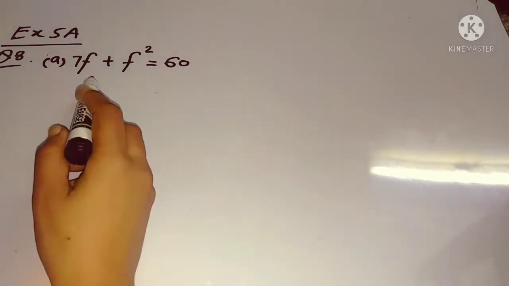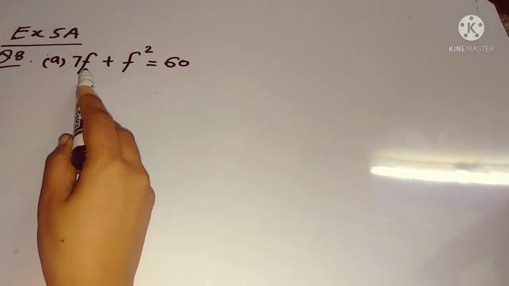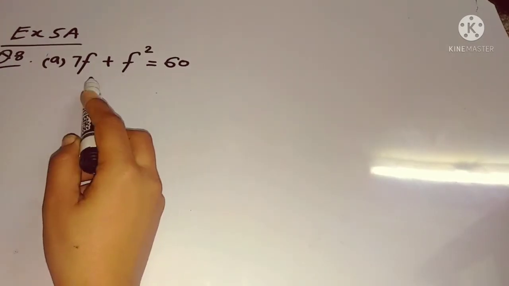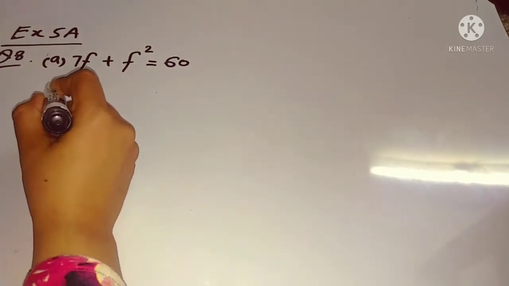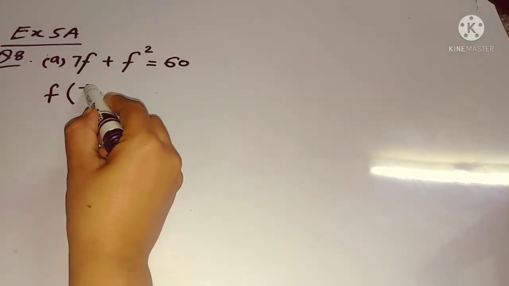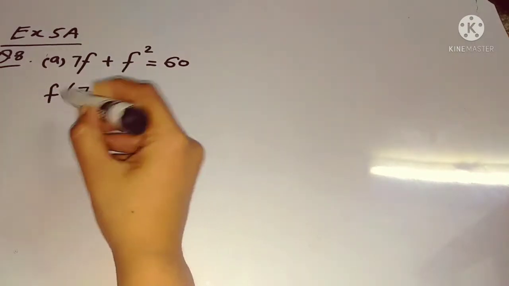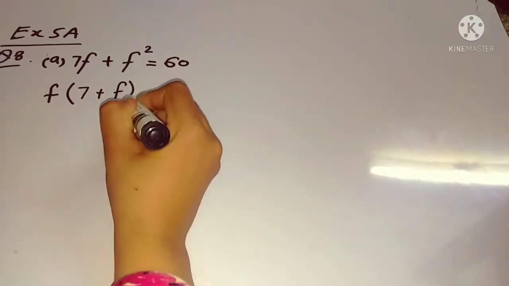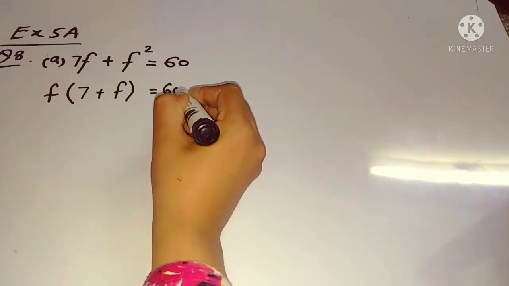So think, what can you take common from these two? As you can see, f is here and f is also present in this term. So we can take f common. So what's left here? 7 is left, so write 7. And from f square you have taken one f common, so 1f is left. So write 1f is equal to 60.